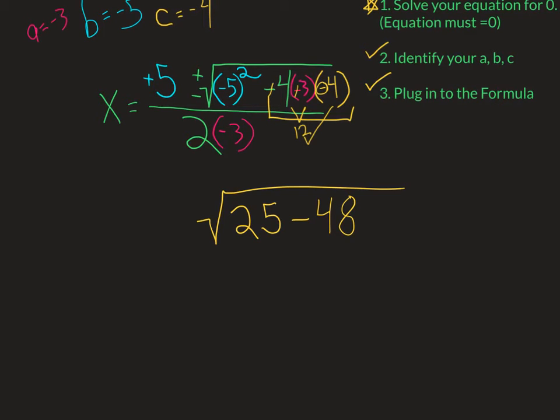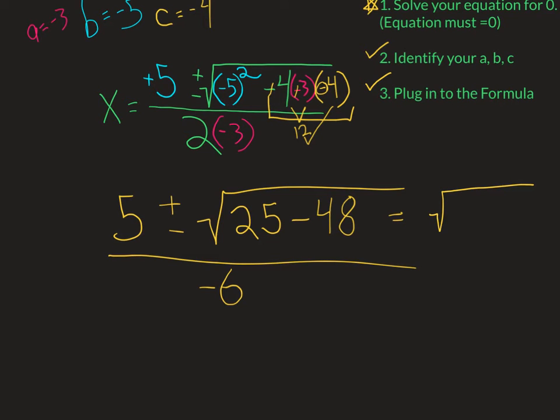Okay, so 25 minus 48. This is another kind of special case. 2 times negative 3, negative 6. And so here we are. We're at this point. Let's do just that radical here and finish that math. 25 minus 48 is going to be negative 23. So we end up with the square root of negative 23.